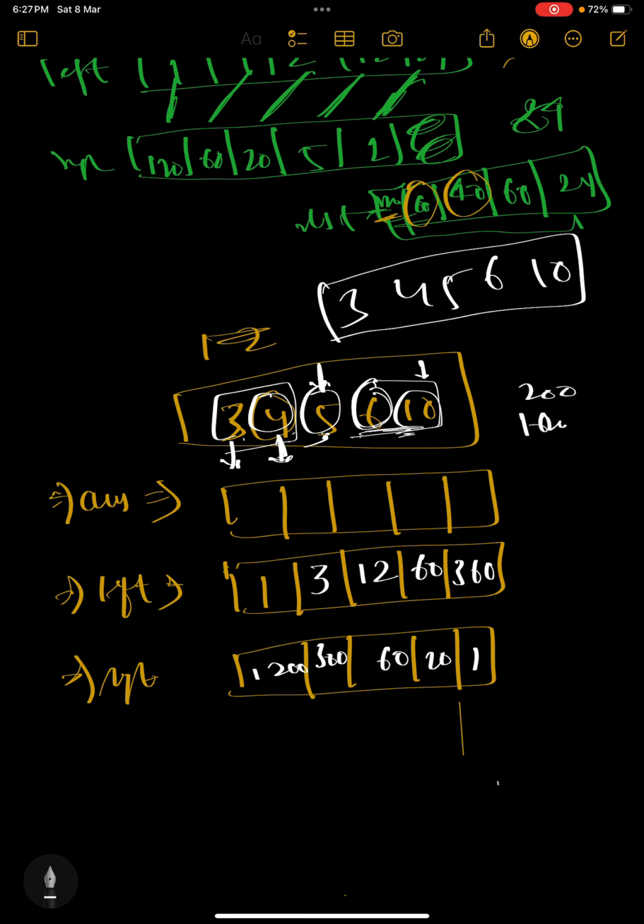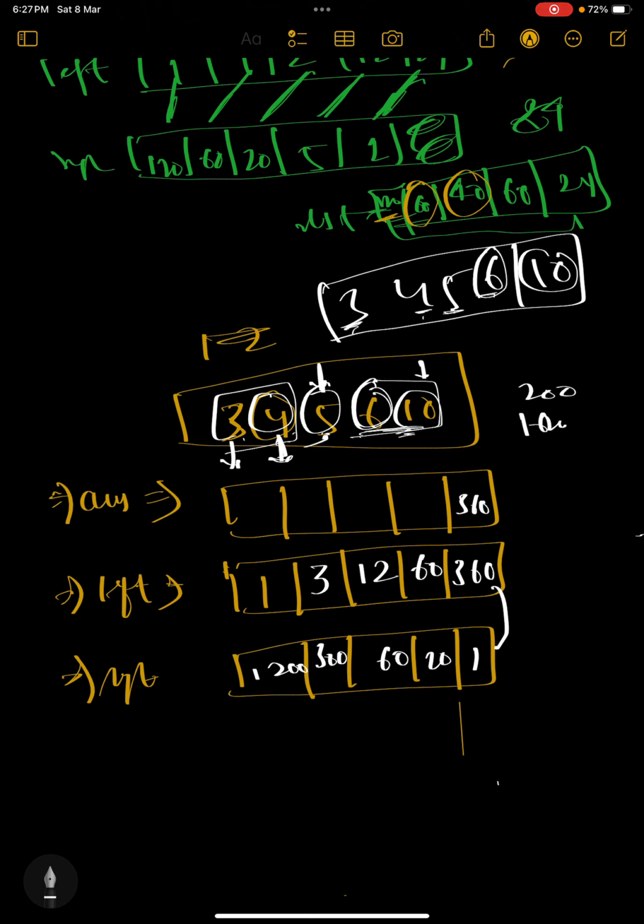So manually, for this element, what is the product of the array except itself? It is 10 into 6, 60, 60 into 5, 300... 6 into 5, 30, 30 into 4, 120, 120 into 3, 360. For this, the product is 360. So as you can see, when you multiply these two, you will get 360. Put it into the answer. Okay.